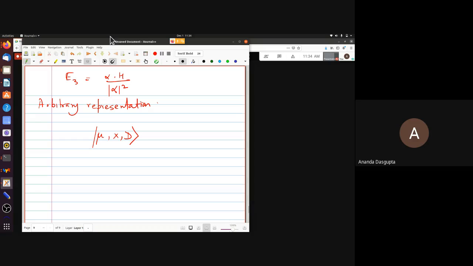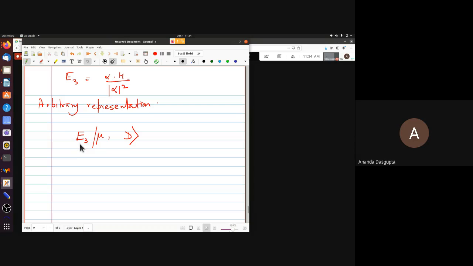Okay, let's simplify notation a bit. Let me just drop the X. We might even drop the D. Anyway, at least let's keep the D on just to show that this works for an arbitrary representation, not necessarily the adjoint one. Now, what is E3 when it acts on mu, D?